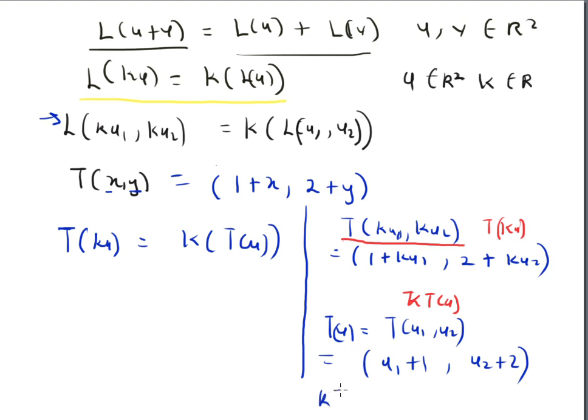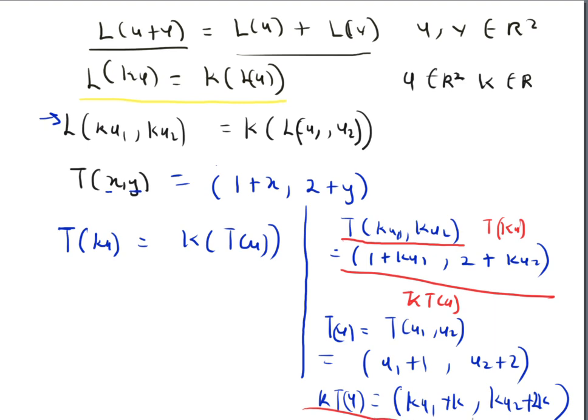Then kT(u) would be equal to (ku1 plus k, because k multiplied by 1 gives us k, comma ku2 plus k plus 2k). And we can see that this expression over here is not equal to this expression over here. Therefore, this transformation is not linear. This question is actually in the slide, and the first method was used. So this second method also shows that this transformation is not a linear transformation.